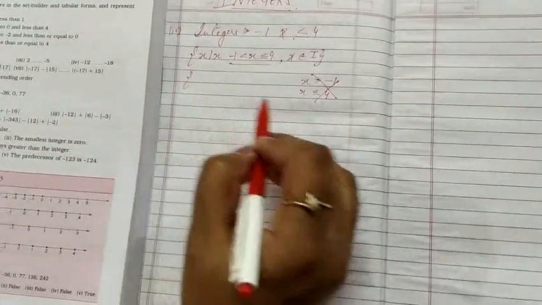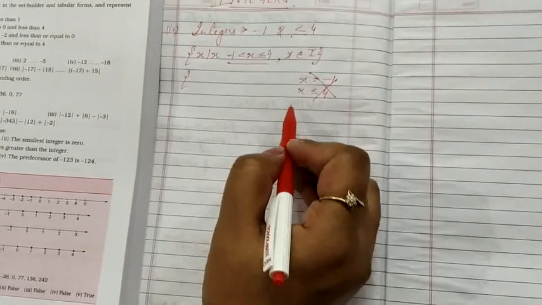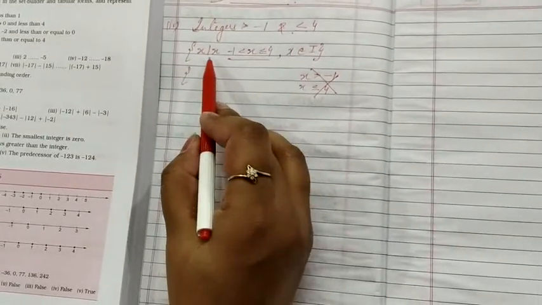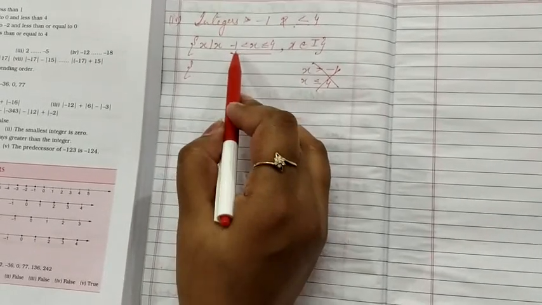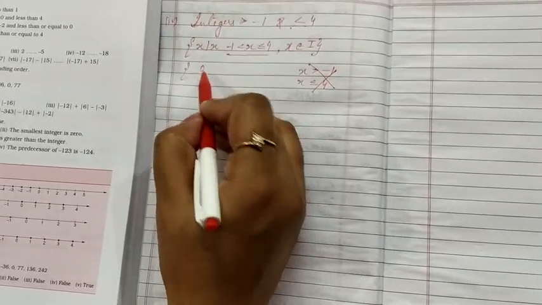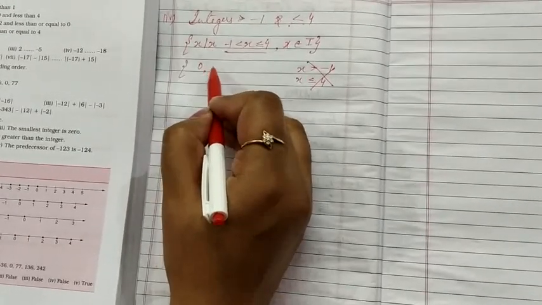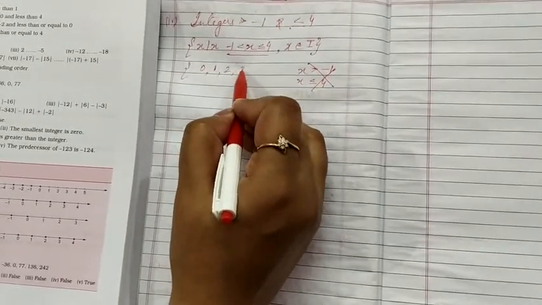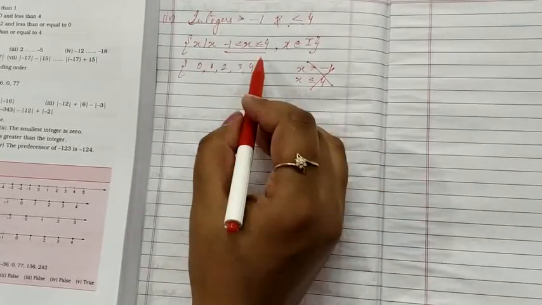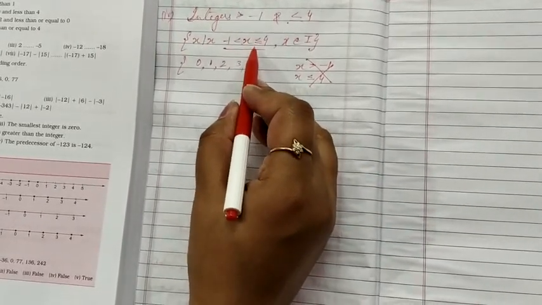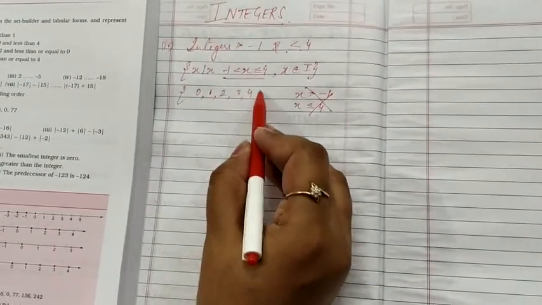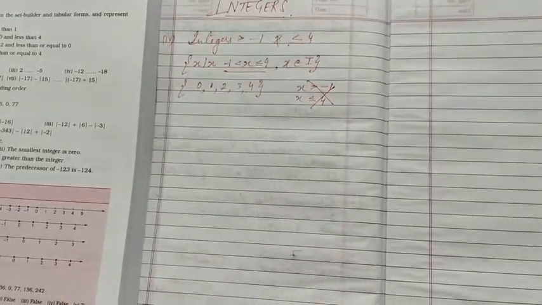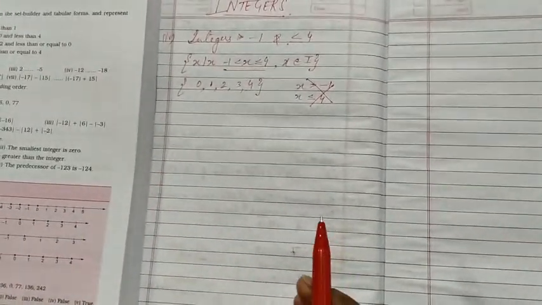Now if you want to write in tabular form, what you have to do? First you form the set builder, and from this only you change it into tabular form. Greater than -1 is what? 0. 0 is greater than -1. Then 1, then 2, 3, 4. They are asking not less than 4 but less than or equal to 4, so 4 or less than 4. So this is greater than -1 and less than or equal to 4. So this will be your answer. In this way you can do question number 1.